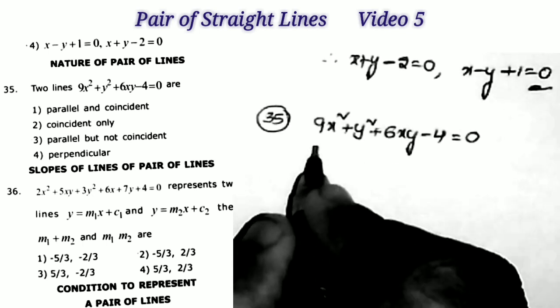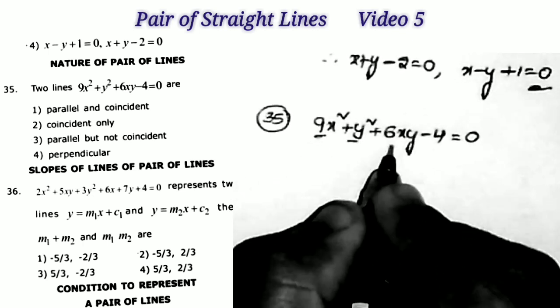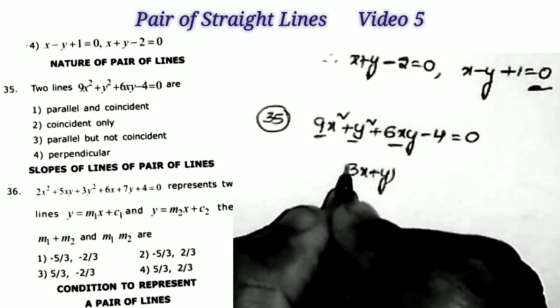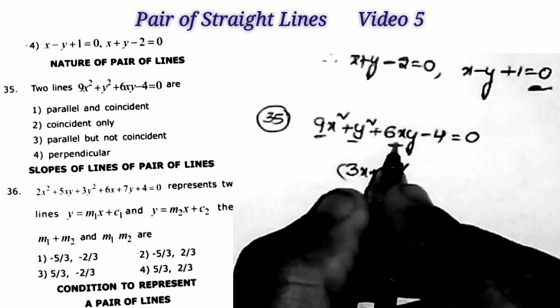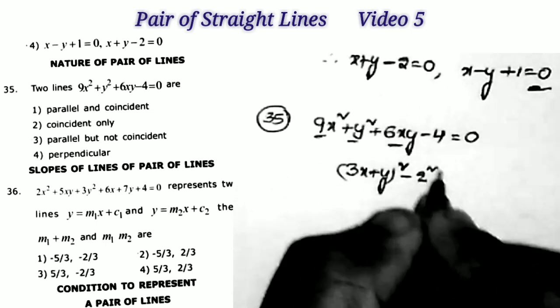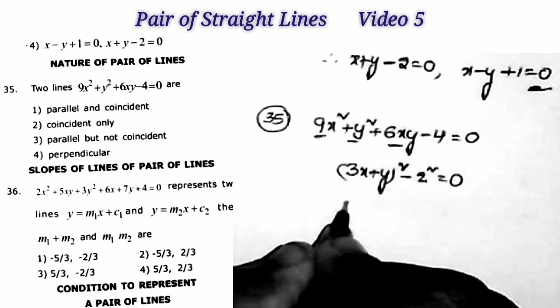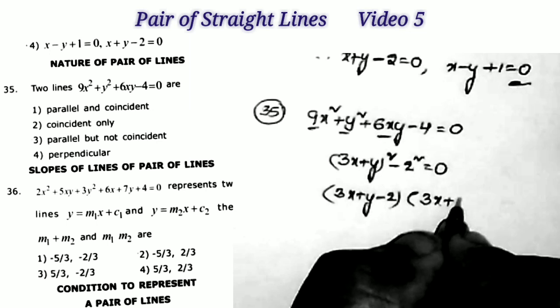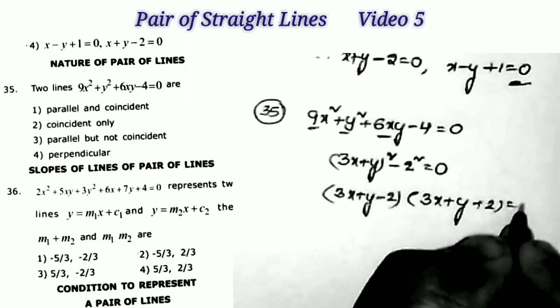That is, first I take that 9x square plus y square plus 6xy, which is nothing but (3x plus y) whole square. So 9x square plus y square plus 6xy minus 4 is equal to (3x plus y) whole square minus 2 square, which is a plus b into a minus b. So the lines are (3x plus y minus 2) into (3x plus y plus 2) is equal to 0.